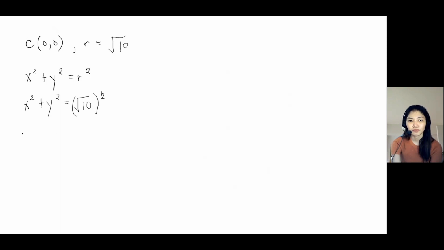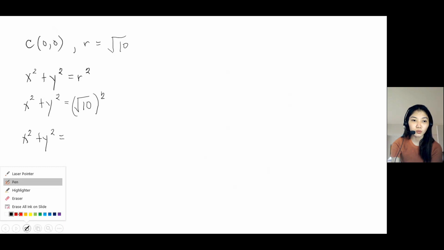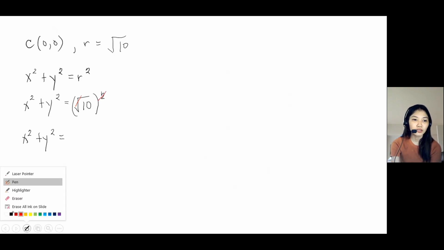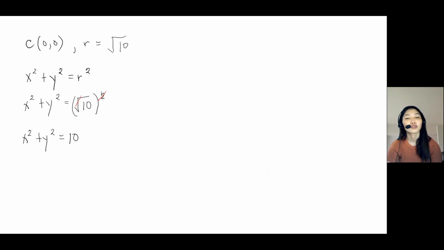Okay, so again, simplify. X squared plus y squared is equal to, again, we have exponent 2 and square root. So we can cancel the square root, cancel the exponent 2, and the answer will be equal to 10. Example, if we have square root of 5 raised to 2, we can cancel the square root, cancel the exponent 2, and square root of 5 raised to 2 is equal to 5.